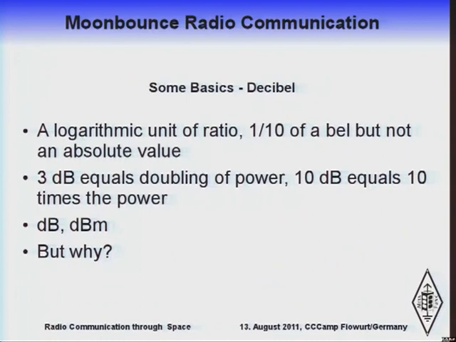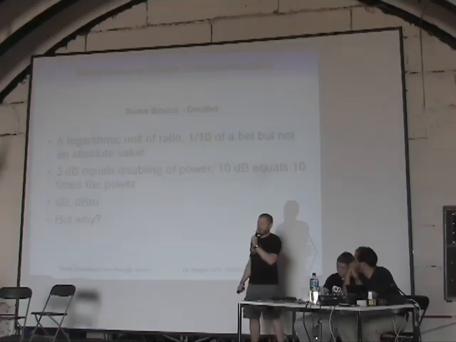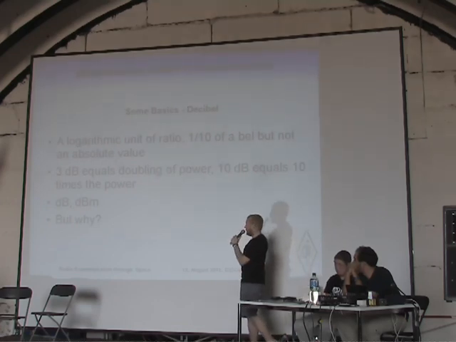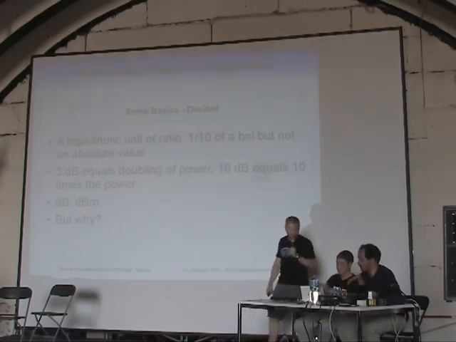So if you want to have a set value, so not the comparative value, you use something like dBm. dBm is just a decibel compared to milliwatts. So 0 dBm would be 1 milliwatt of power. 3 dBm would be 2 milliwatts of power. 10 dBm would be 10 milliwatts of power. So it's quite easy to calculate. Next slide, please.